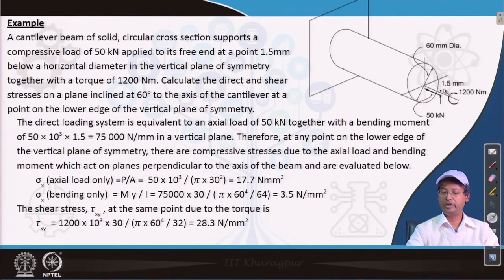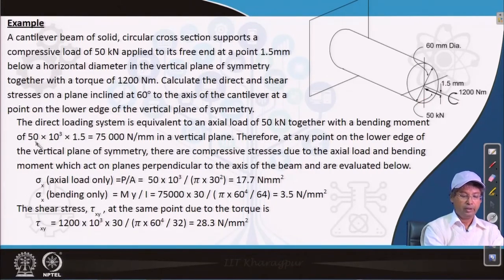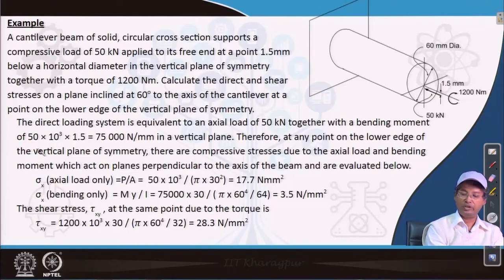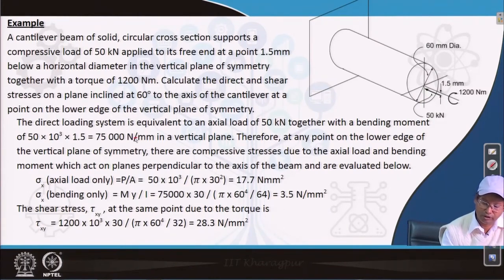So, that moment we need to find out, and there is a torsion, and because of that the element here is stressed. What are the stress components that we need to find out? The direct loading system is equivalent to an axial load of 50 kilonewton together with a bending moment of 1.5 Newton millimeters, that means 75,000 Newton millimeter. I think it is a mistake, it is not per millimeter, it is Newton millimeter.